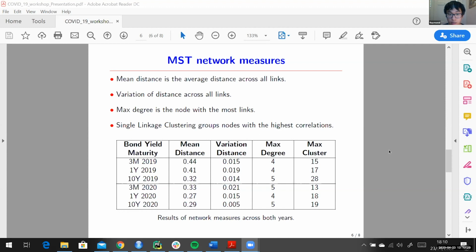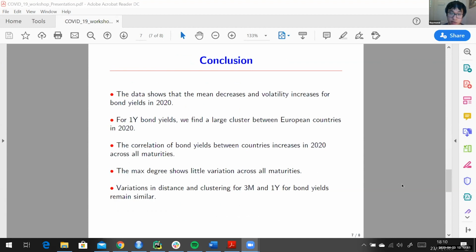But then some differences, particularly with this 10-year maturity, is that, first of all, the variation is decreasing with our distances. And also the max clustering, which is considered the clustering with the most nodes, that's also changed. So this is something we're thinking about a bit more in terms of this effect, particularly with this 10-year bond. And just summarizing those points, with the yield, it is decreasing and the volatility is increasing. We see from that picture representing the 1-year bond that there's a strong clustering between certain geographical groups.